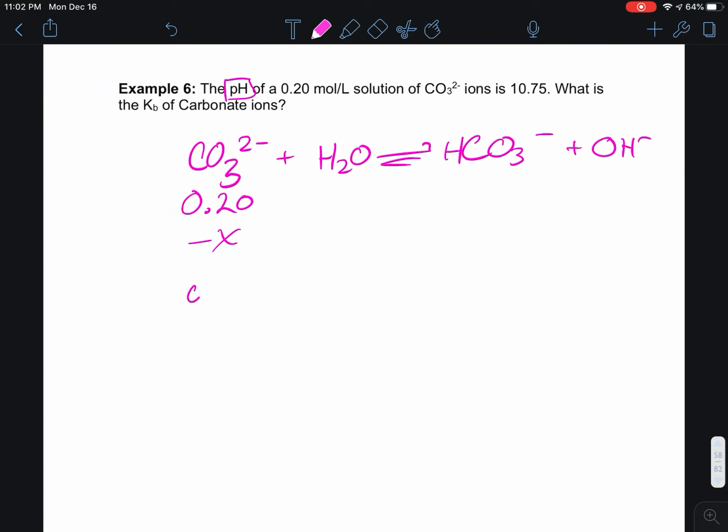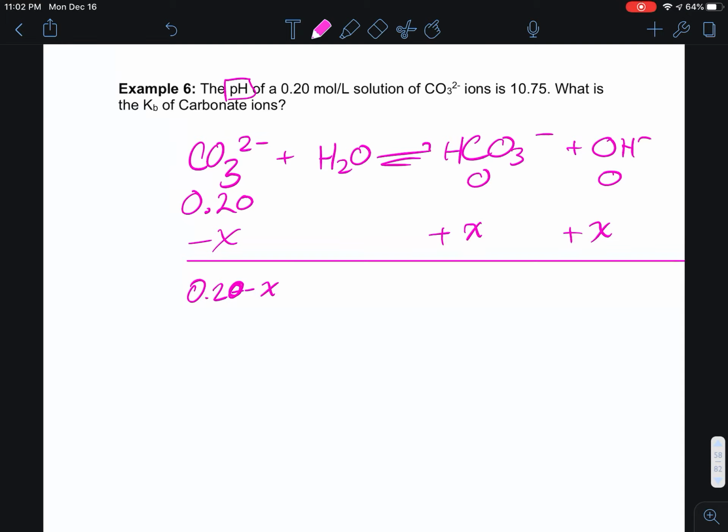We have initial concentration. We're going to be subtracting some x's. We're going to get 0.220 minus x, and you know what? I realize now that I lied and said earlier that we were always going to do ammonium, but this certainly is not ammonium, is it? Okay, and then the pH of a 0.2 molar solution of CO3 2- ions is 10.75. What is the Kb of the carbonate ions?